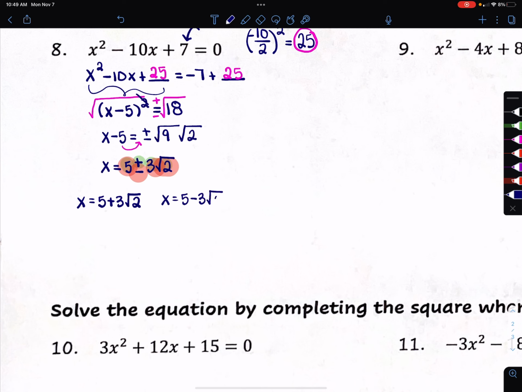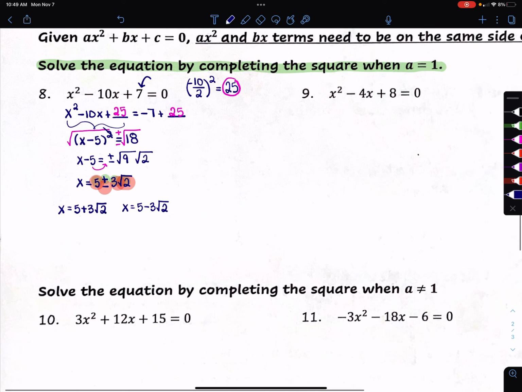Now, if I could combine those, I would. But since 5 doesn't have a radical 2 along with it, then they are not like terms. So these are our actual solutions. Okay? All right. I would suggest pausing the video here and working on number 9. All right, and then at the end of this video, I will show you the answers to number 9 and 11.